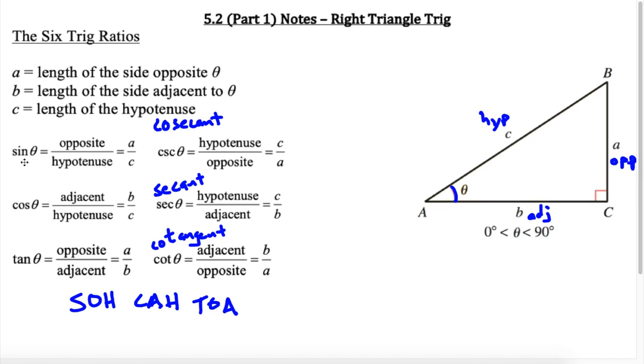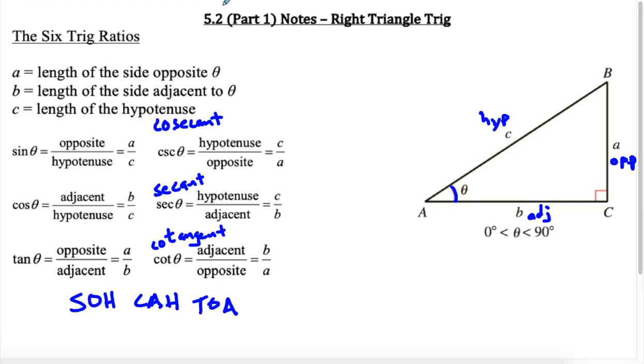One way to remember which ones go with what, which is the reciprocal of what, is that each pair has a co. Okay, each pair has a co. So sine is paired with cosecant. Secant is paired with cosine, and tangent is paired with cotangent. Right? That's how we're going to remember which ones are the reciprocals of the other ones.